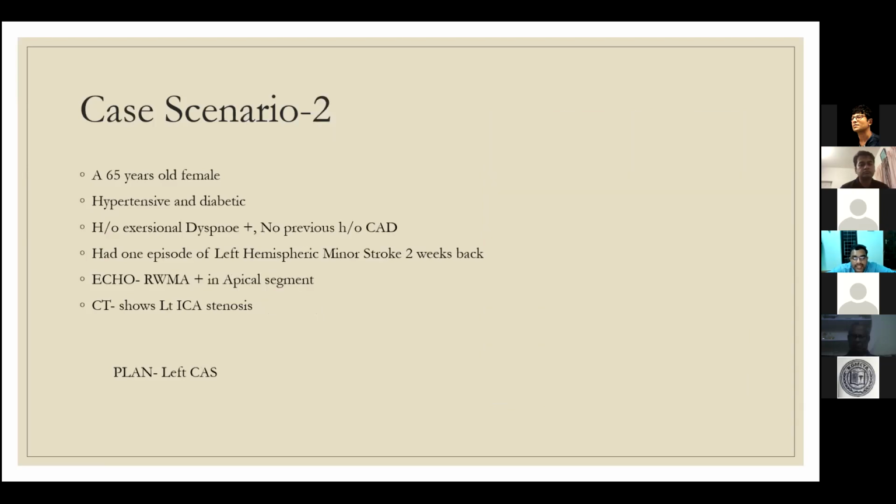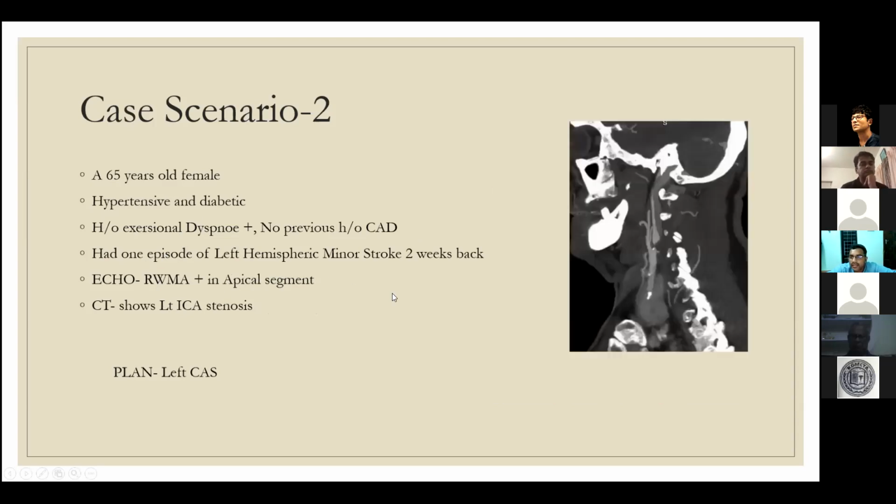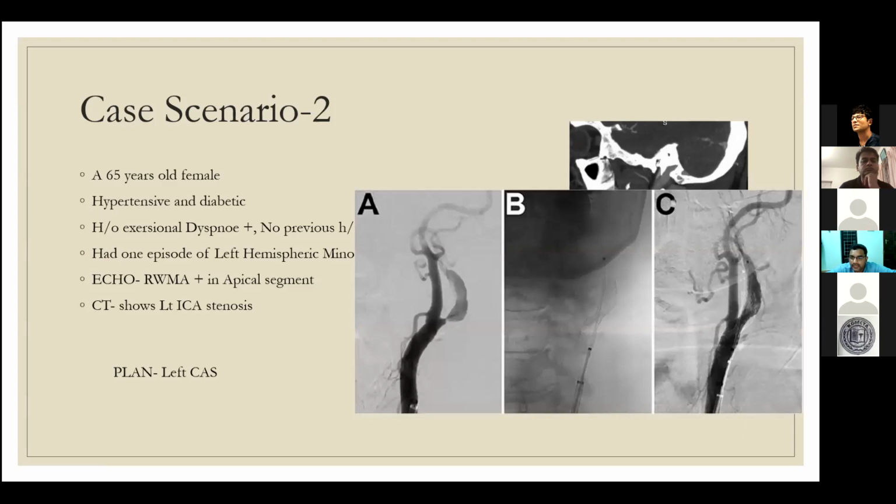Coming to the second case, she is a 65-year-old female, hypertensive and diabetic, with a history of exertional dyspnea, even though there is no previous history of CAD. The echo was also abnormal, showing a regional wall motion abnormality. And she is symptomatic. She had a left hemispheric stroke and had a tight stenosis just beyond the bifurcation. Obviously, with this kind of medical comorbidities, she is not a candidate for carotid endarterectomy, even under local anesthesia. So she benefited from carotid artery stenting, and this is the post-operative image.